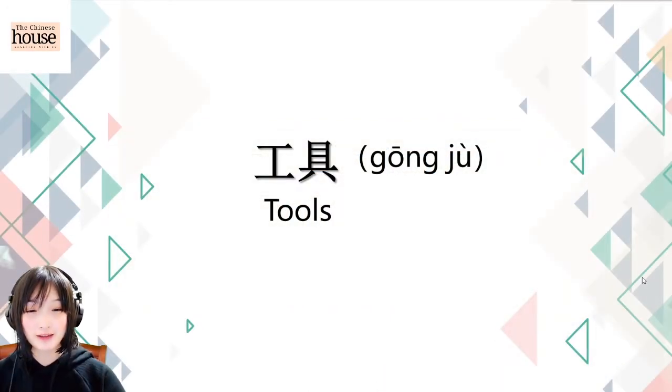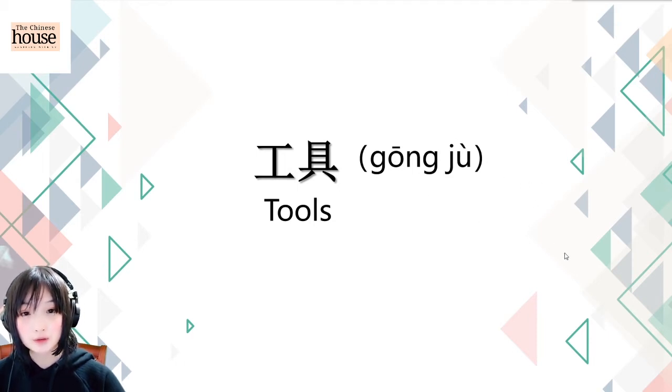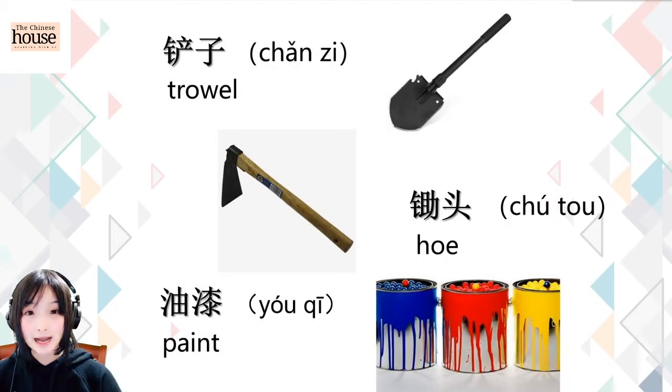So first of all, we have to get familiar with these two new characters: 工具, which means tools. So first we have trowel, 铲子. Read after me: 铲子.